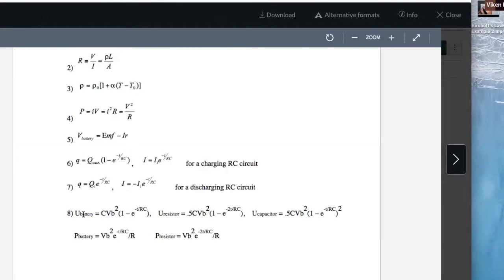Now, what are these equations? The energy of the battery, CVB squared (1 minus e to the minus t over RC), the energy dissipated in the resistor, the energy dissipated in the capacitor. How can we derive those based on what we just derived? So all these are derivable simply by getting these equations that we have for the charge and manipulating them or differentiating them.